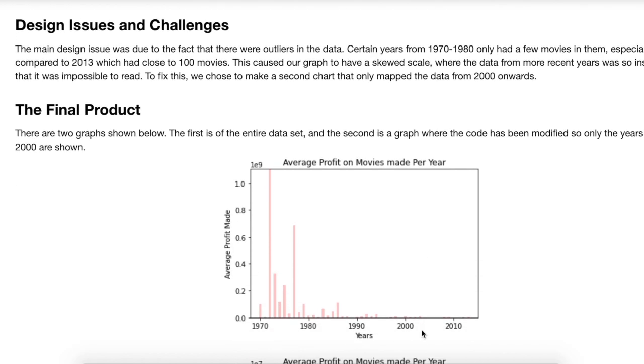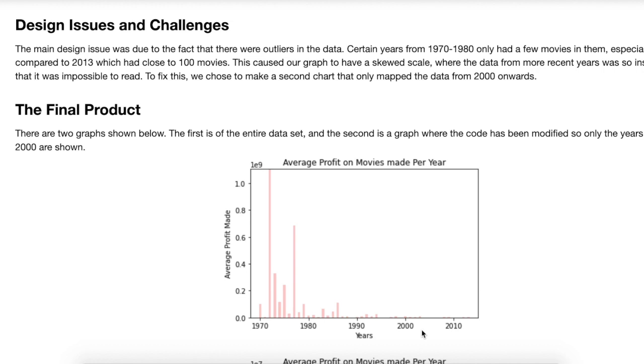Design issues and challenges. The main design issue was due to the fact that there was an outlier in the data. Certain years from 1970 to 1980 only had a few movies in them, especially 1975, compared to 2013, which had close to 100 movies. This caused our graph to have a skewed scale, where the data from more recent years was so insignificant that it was impossible to read.